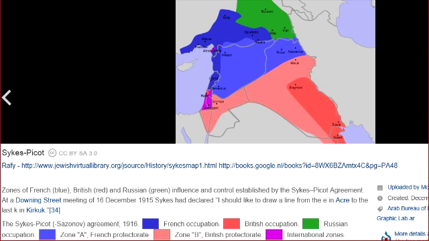You can see in this map here that France took over what is now known as Syria, Lebanon, and part of Turkey. Britain took over Iraq and part of Jordan, and Russia took over the eastern part of Turkey. The region around Jerusalem was made international territory at that time. In other words, it belonged to the League of Nations because the League of Nations is an international organization.